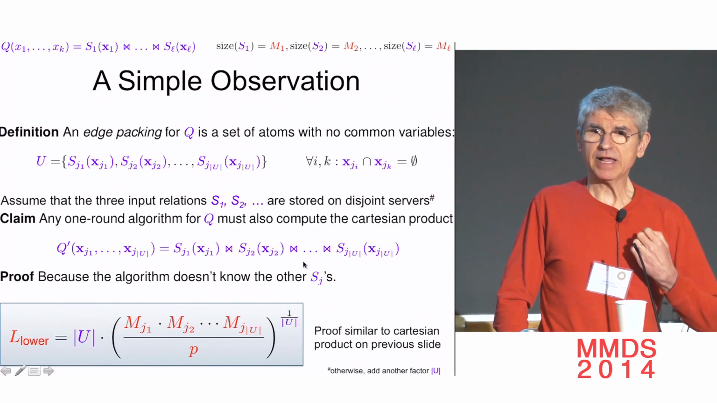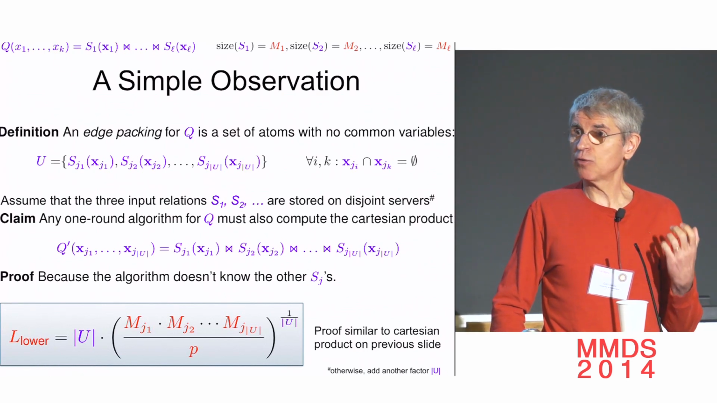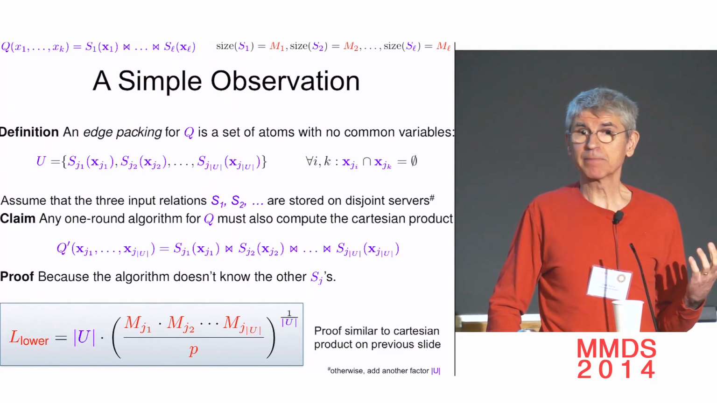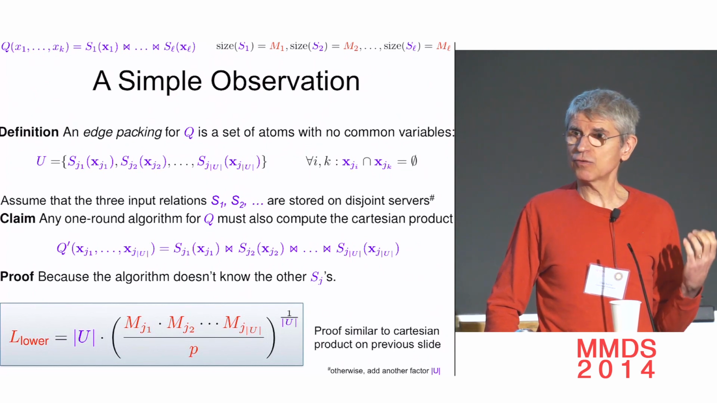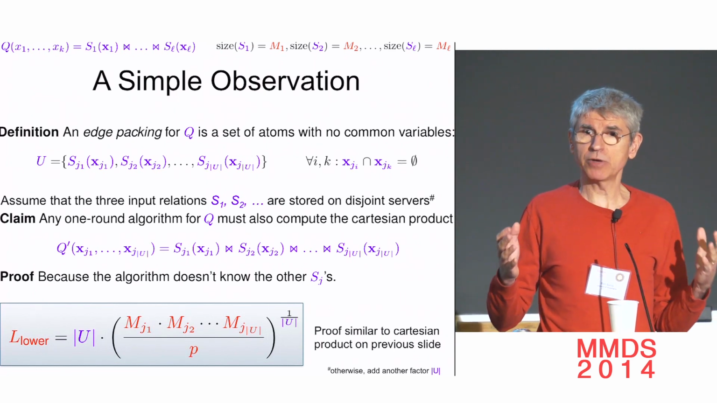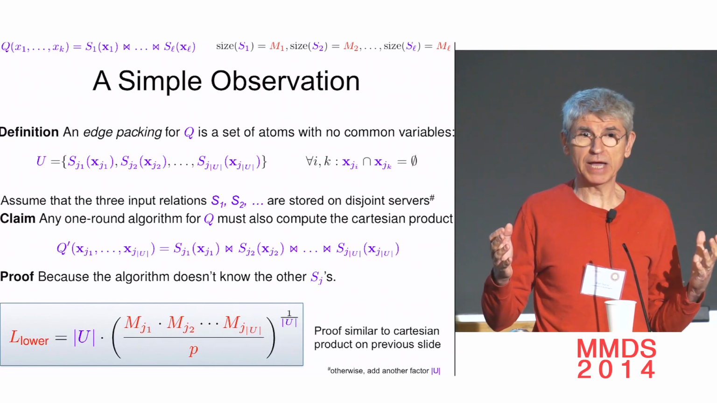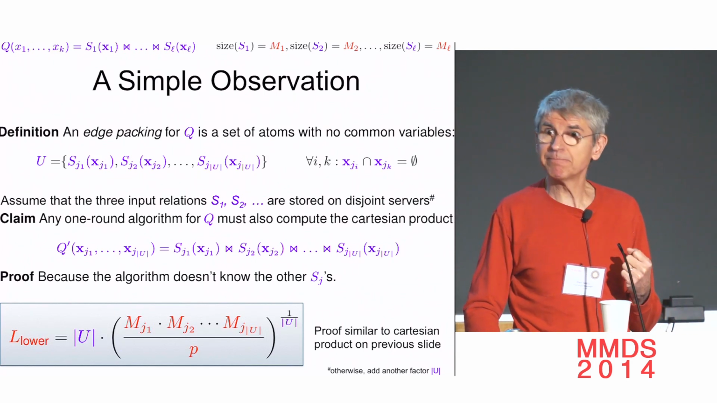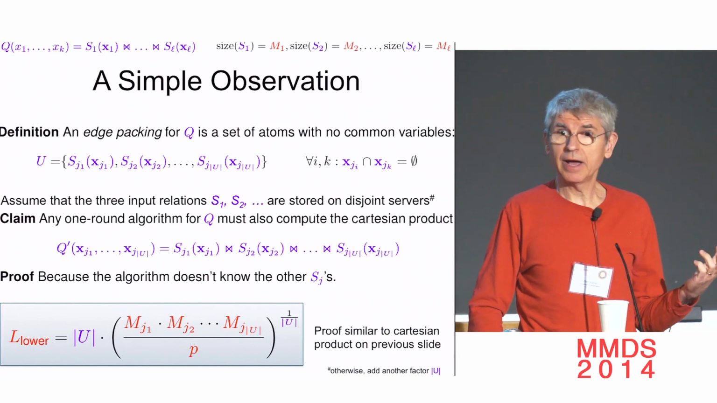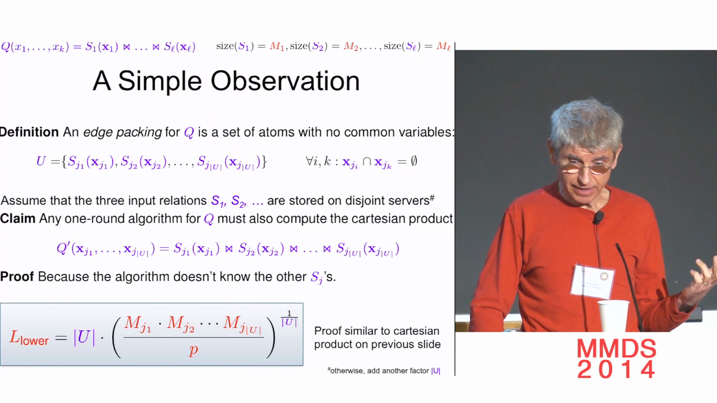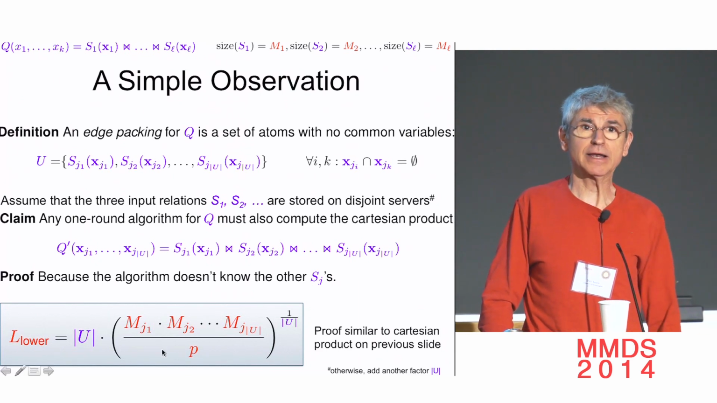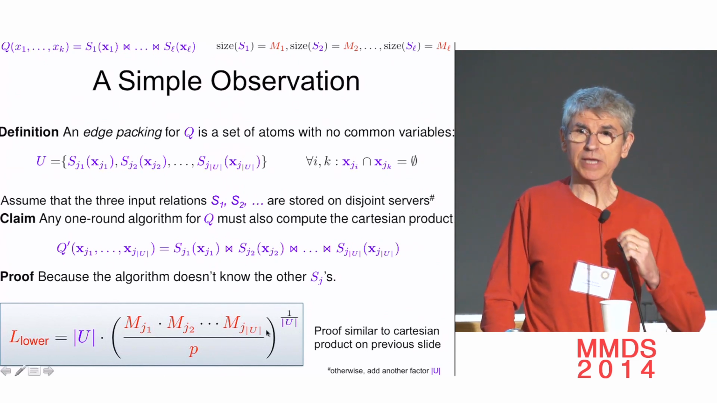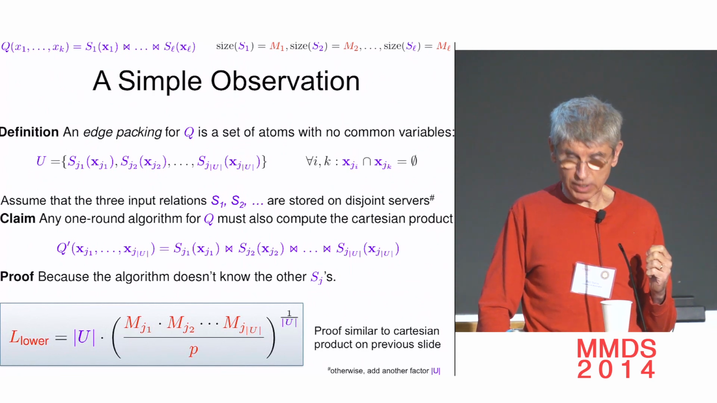It's easy to convince yourself that any one-round algorithm that computes a query correctly must also compute this Cartesian product as a side effect. Because if it fails to gather any combination of values from this Cartesian product, because it doesn't see the other relations, it might fail to report the correct answer. So therefore, it's easy to notice that one lower bound is exactly the product of the sizes of the relations in the packing, divided by p to the power 1 over the size of the packing.